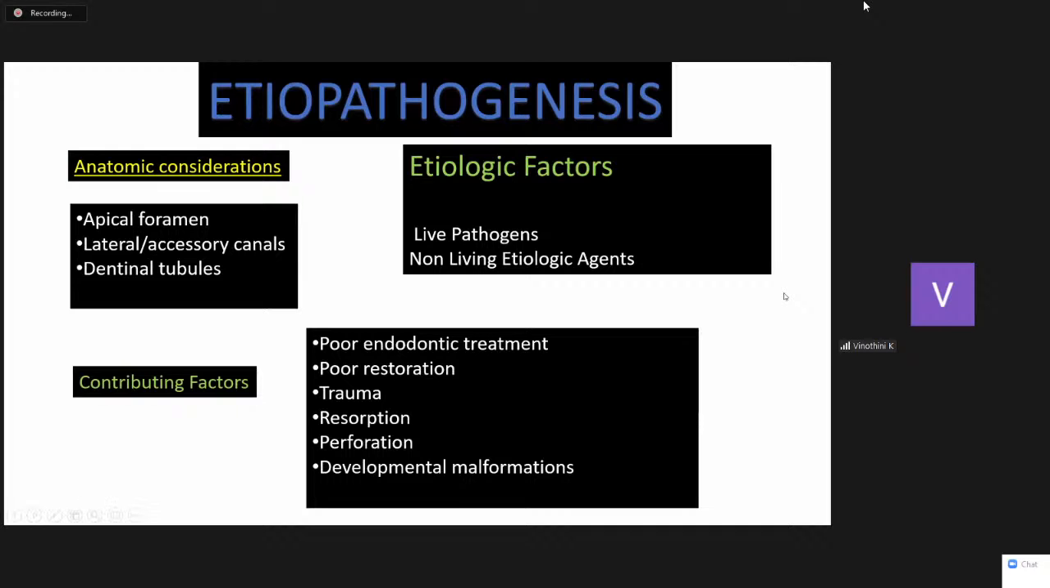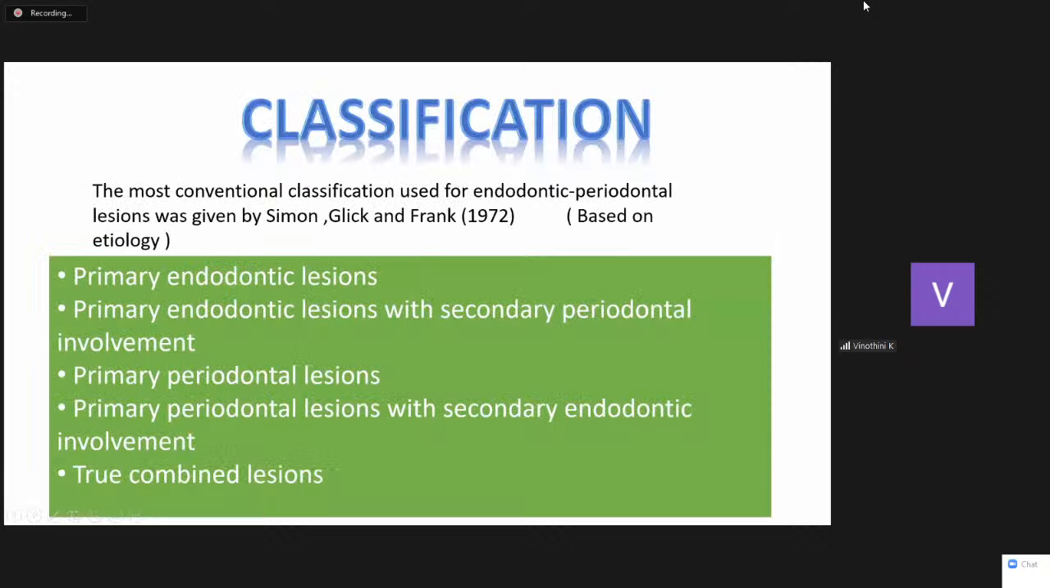So yeah, we definitely have to know about the classification which is used for the endo-perio lesion, given by Simon, Glick and Frank. This is the most common classification, given in 1972 based on etiology. They classified them as primary endo lesions with secondary periodontal involvement, primary periodontal lesions, primary perio with secondary endodontic involvement, and true combined lesions. So here, this is classified based on etiology.